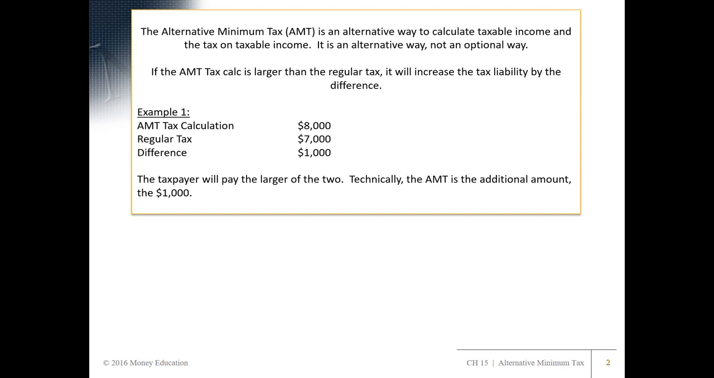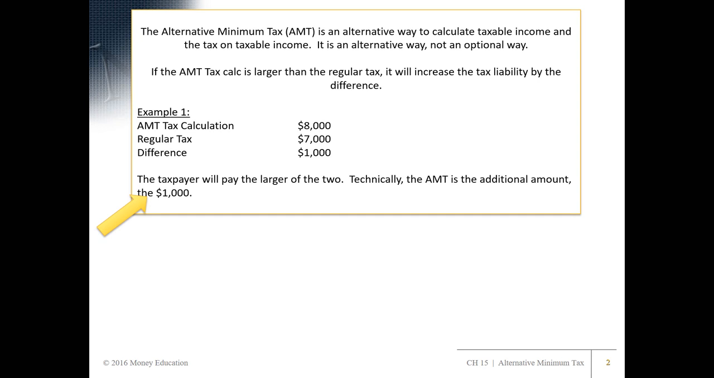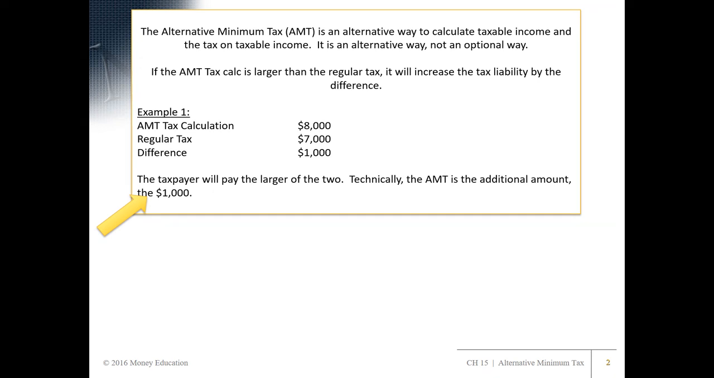So if the AMT tax calculation is larger than the regular tax, then it will increase tax liability by the difference. So in example one, we do our AMT tax calculation, which we will talk about. It's 8,000. The regular tax liability is 7,000. This is 7,000 just the way we've been calculating tax so far. The difference is 1,000, and so the taxpayer will always pay the larger of the two. So the taxpayer will end up paying the 8,000 instead of the 7,000 as his total tax. Now, technically, the AMT is this additional amount, the $1,000, and it's going to be added to the regular tax.